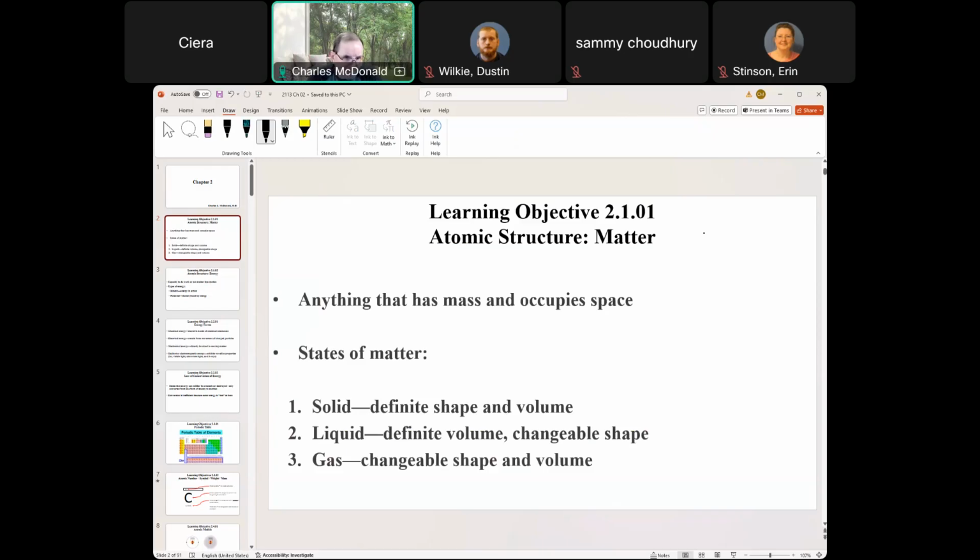As far as matter, matter is just the physical things around us and everything around us. They define it as has mass. Mass is more or less equal to weight, and it occupies volume, space. Now, there's more than 3, but we only care about these 3 for our purposes. It can be a solid, a liquid, or a gas. And each of these are slightly different than the others.